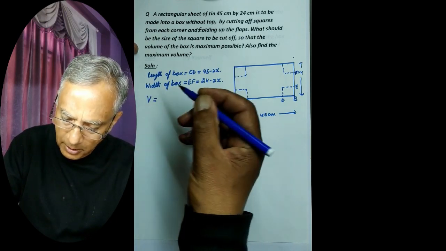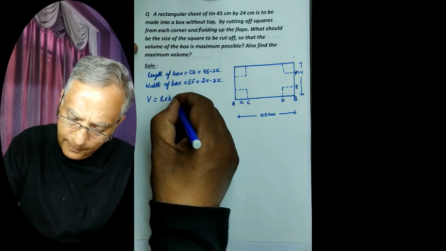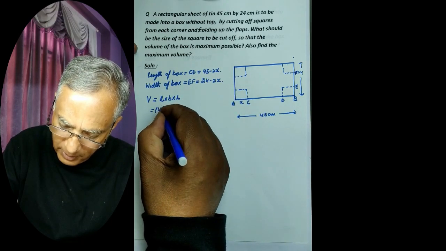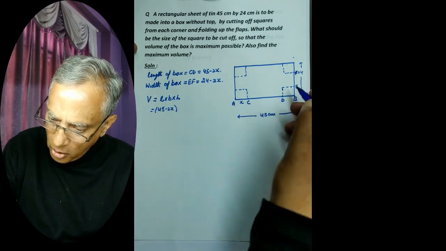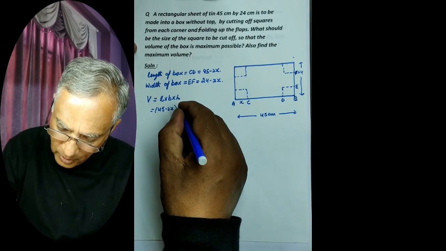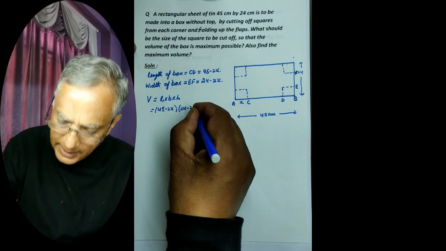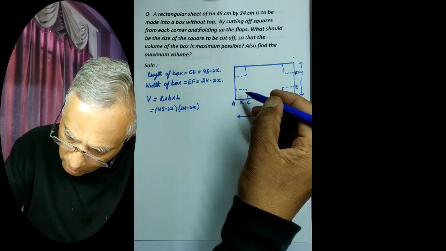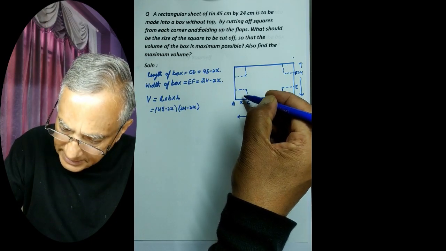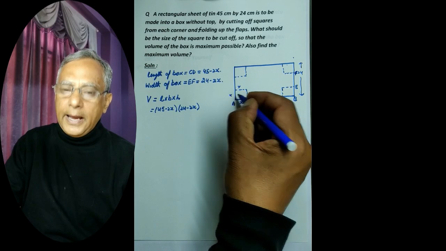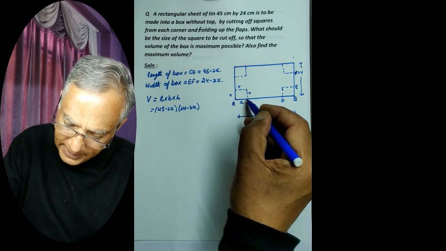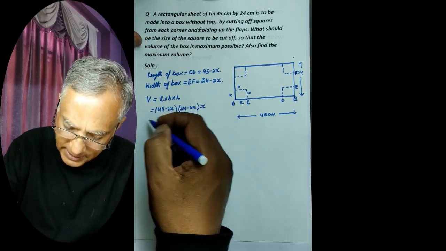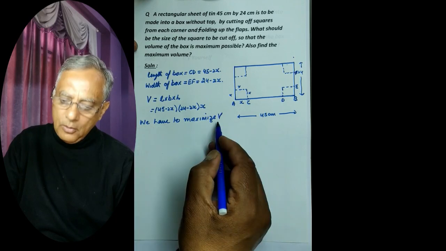Volume of the box will be length into breadth into height. So length of the box is this much, 45 minus 2x. Width of the box will be this much, so this will be 24 minus 2x. And we are folding up this flap. This flap will be vertical. So height of the box will be x. This is x, this is x, this is x, and this is x. So height of the box will be this much, that is x. And we have to now maximize this. We have now to maximize v.